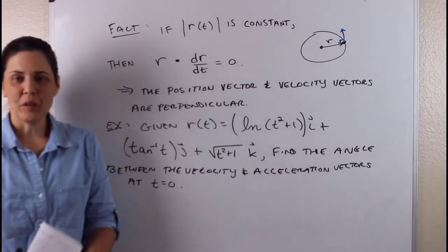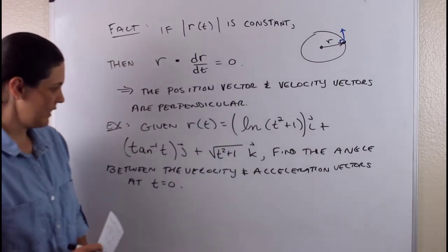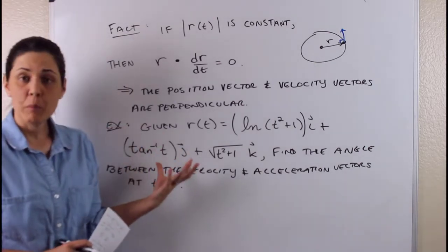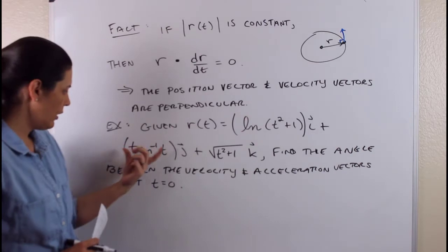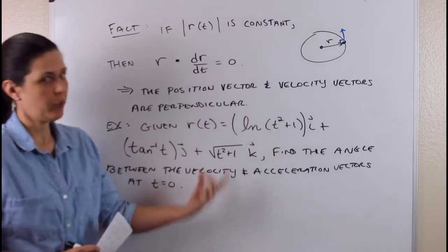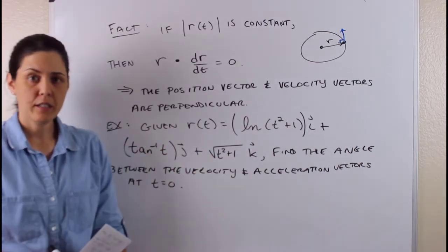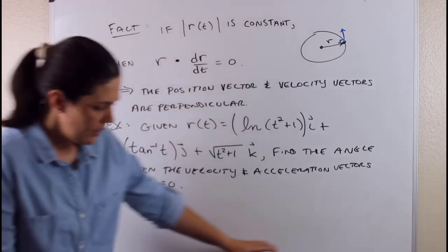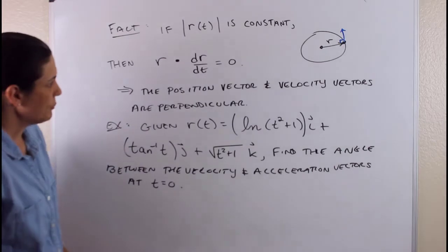Okay, so I picked this one to show you because it looks like a lot's going on. 3 different types of component functions here: natural log, inverse trig function, and a square root function. So a lot of things going on, just sort of reminding you of your derivative rules as we go through this. Okay, so we have a lot to do here.